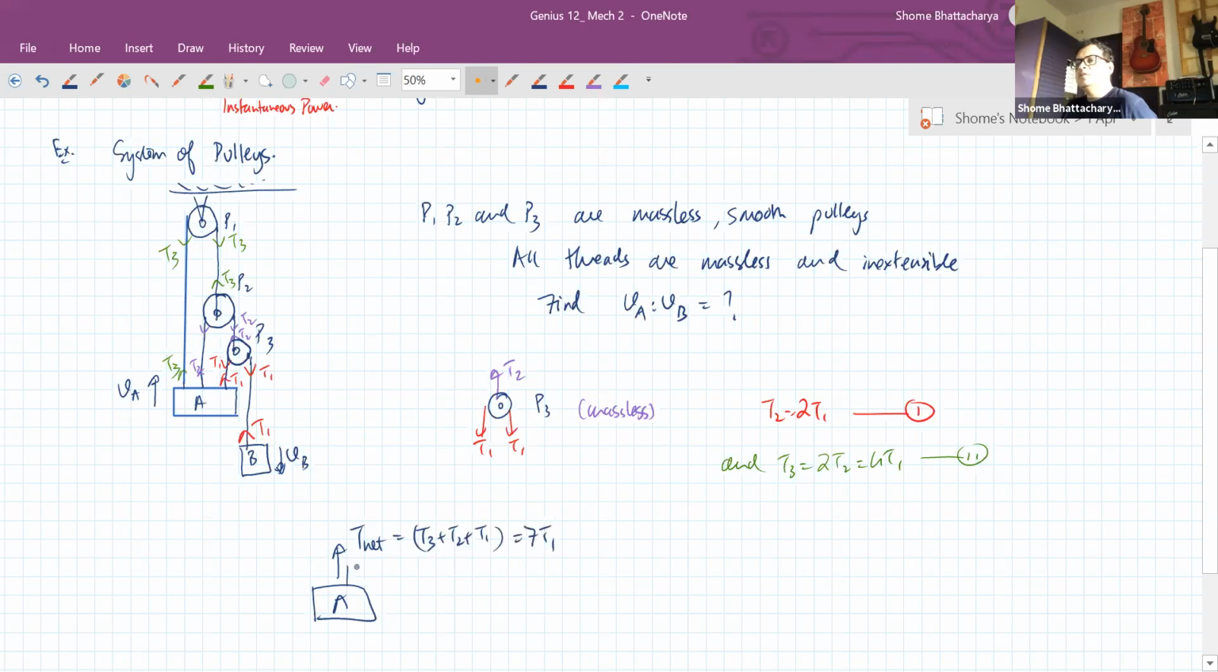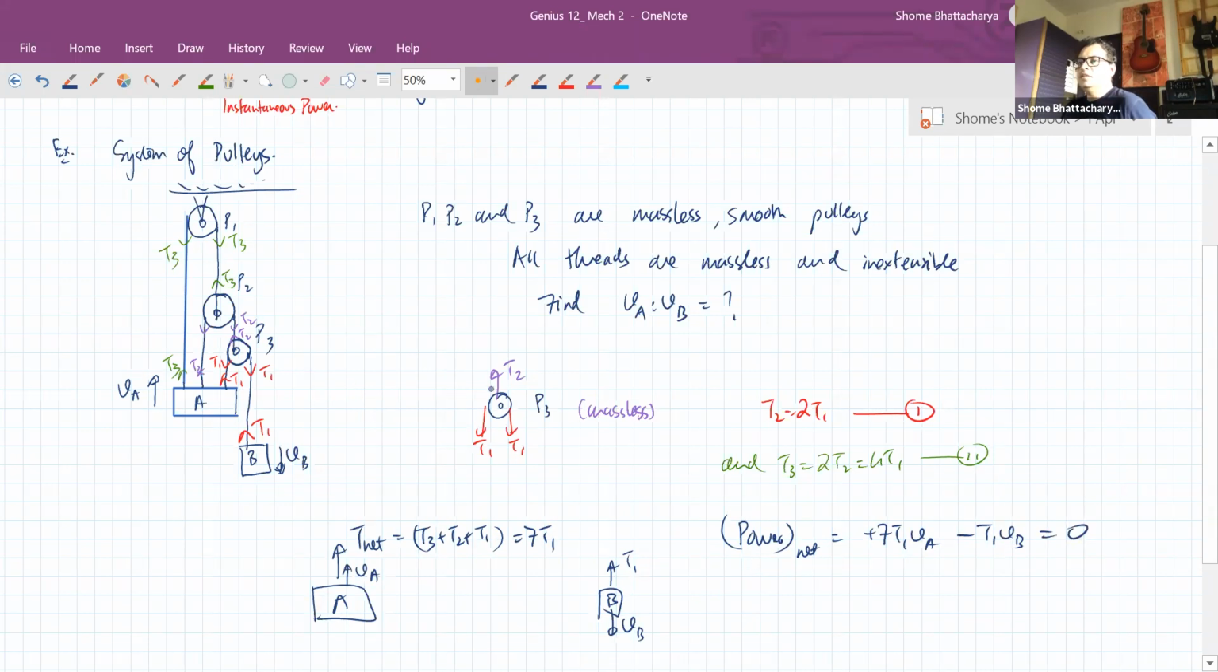So if it has an upward velocity of VA, okay, and similarly on B, there's a net tension of just T1, but it has a downward velocity of VB. Okay, now if you look at the other pulleys, so power developed by tension will be equal to plus 7 T1 VA minus T1 VB. This should be 0.